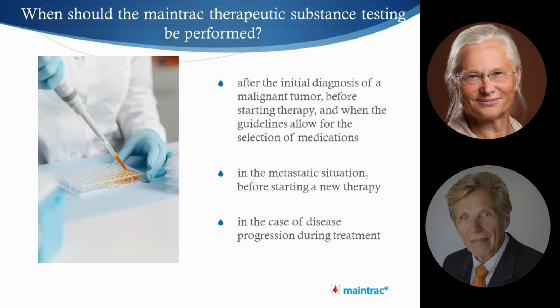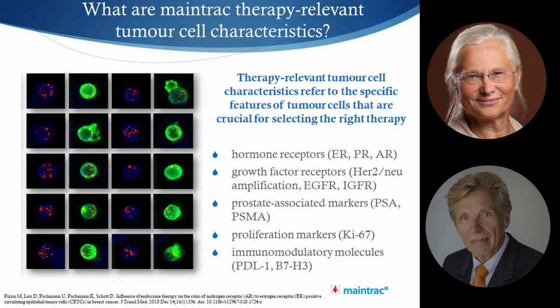Very often we are asked when this test should be performed. If a tumor should be treated with cytotoxic medications after the initial diagnosis, it would be helpful to test these substances before starting therapy, and especially when the guidelines allow for selection of different medications, the advantage or disadvantage of individual substances can be tested. In the metastatic situation, before starting a new therapy, it would be helpful to test the substances which are designed to be used for treatment. And in the case of disease progression during a current treatment, it can be tested whether these cells are still sensitive to the current treatment. Then we can also test for therapy-relevant tumor cell characteristics.